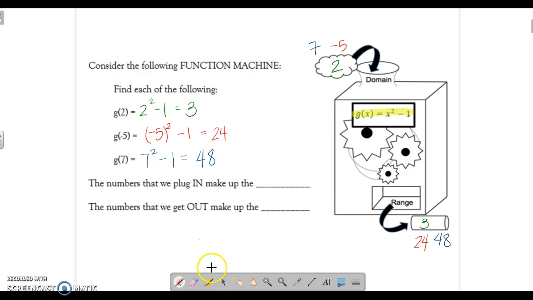So all of these numbers up here at the top that we plugged in, these are all what we call the domain. So the numbers that we plug in make up the domain. And the way that I remember that is the word domain ends in the word in. Domain inputs. Okay? The numbers that we get out at the end over here, all of these numbers that come out make up what we call the range.